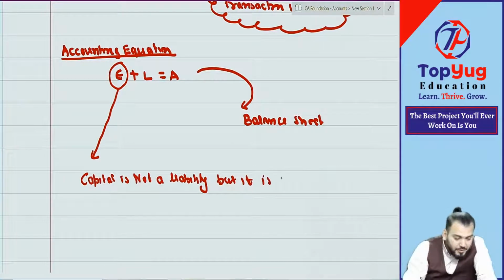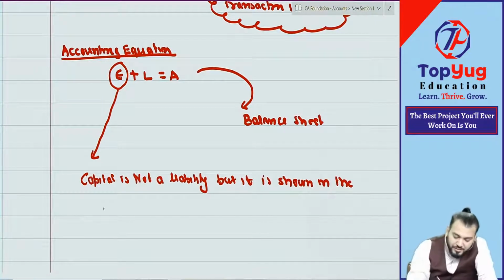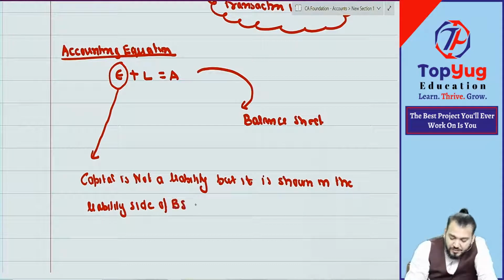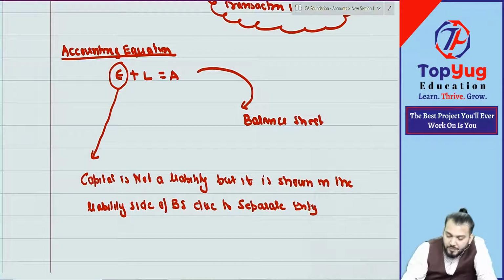So capital is not a liability, but it is shown in the liability side of the balance sheet. Due to which concept? Due to the separate entity concept. Understood what I am saying?